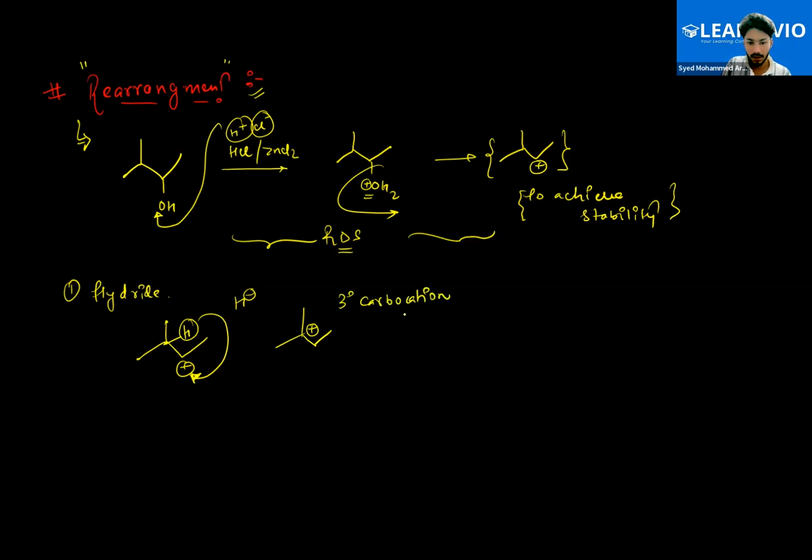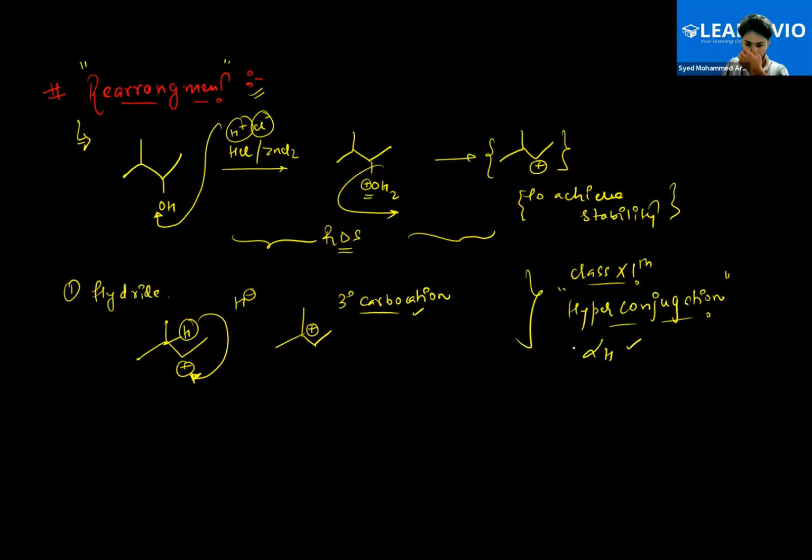So how do I know that this is stable? In class 11th there is a concept required, which is hyperconjugation. Have you heard about hyperconjugation? Yes, sir, we have heard about it. Sir, I think it speaks about alpha H. Okay, so what is this alpha H? Why do we count this alpha H? What is the requirement?